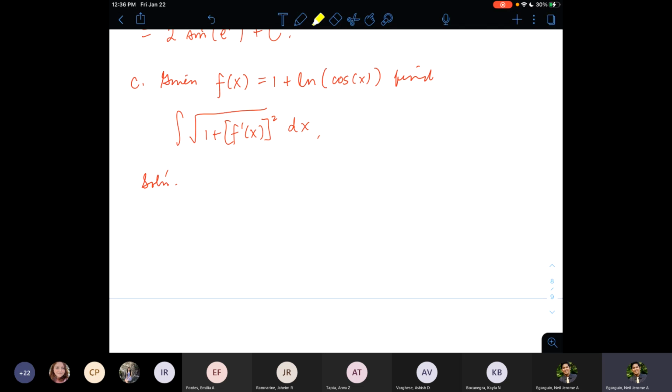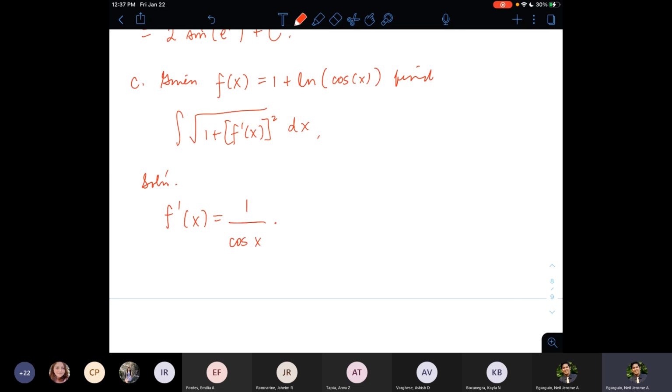First thing, the integral involves f prime, but we are given f. So why not first find f prime? Okay. f prime of x then would be the derivative of f. I hope you still remember the derivative of ln. So this would be 1 over cosine x times the derivative of cosine.